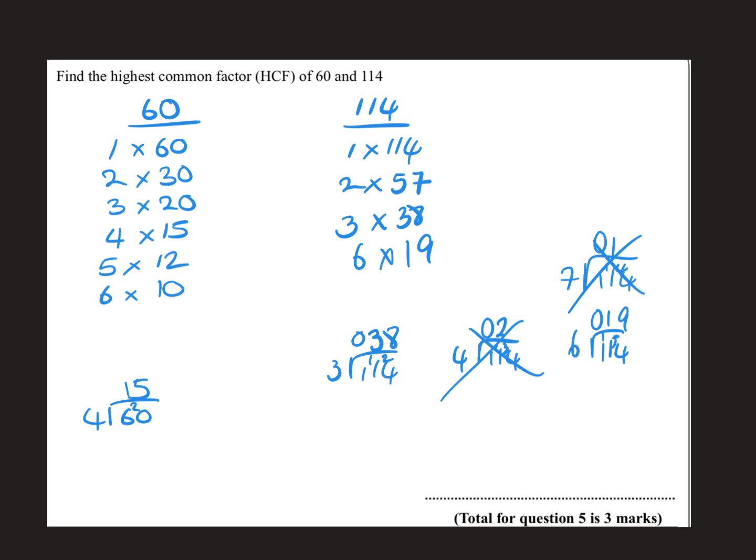So we're looking to find our highest common factor. So start with 114. Well, that's not on the 60 list. 57's not over there. 38's not over there. 19's not over there. So the next one would be 6. So that means that the highest common factor of 60 and 114 is 6.